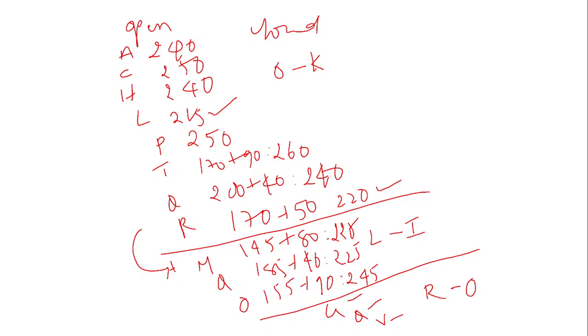Whenever both are having the same value, we have to follow the alphabetical order. So A, B, C, D, F, G, H, I, J, K, L, M, N, O, P, Q. So according to alphabetical order, we need to follow the M.